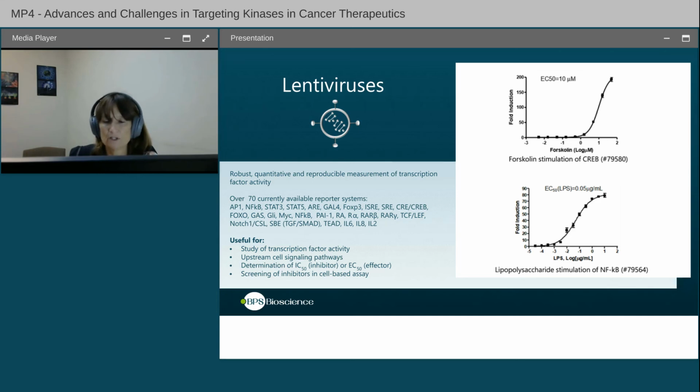Determination of IC50 or EC50 is possible, and you can screen inhibitors in cell-based assays, which is very important to look at a cell-relevant response.